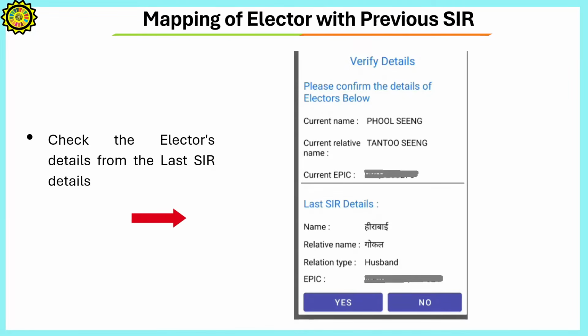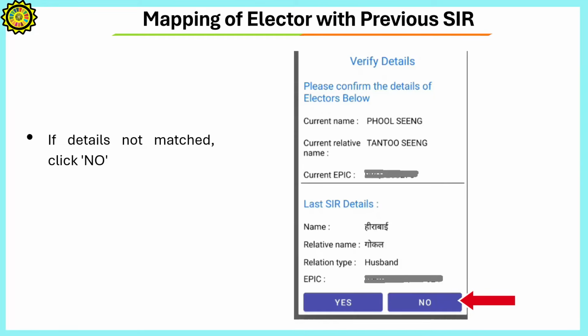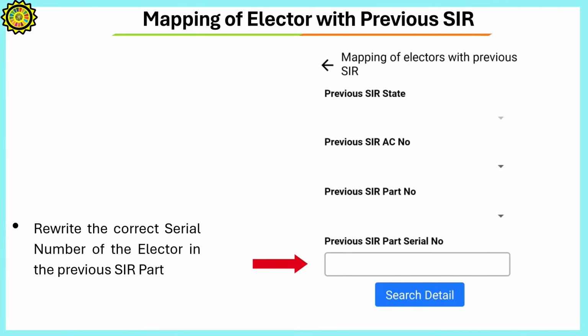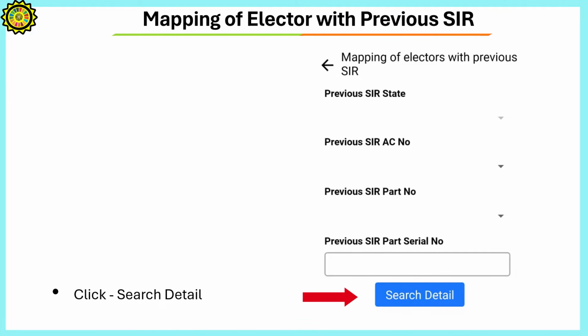A list will be displayed. Check the elector details from the last SIR details. If the details not matched, then click No. Now re-enter the details correctly. Click on Search Detail.